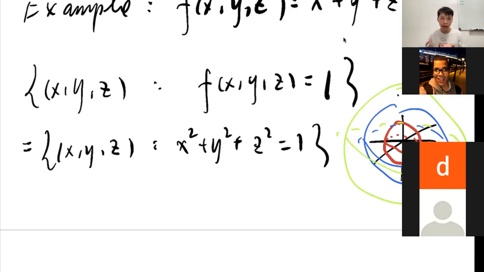So why level sets are important is that when you go from one point in the level set to another point in the level set, you don't change the value of f at all. So for example, in this case, when you fix a level set here, you fix this sphere, when you walk along this sphere, f doesn't change its value at all.